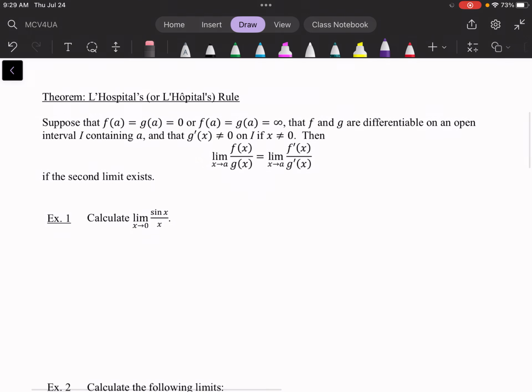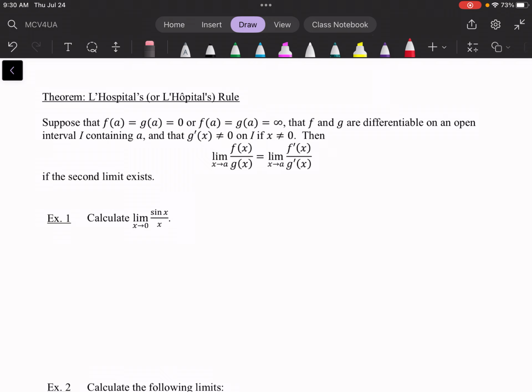So suppose that f of a equals g of a equals 0, or f of a equals g of a equals infinity, that f and g are differentiable on an open interval I containing that value a, and that g prime of x does not equal 0 on that interval if x doesn't equal a. Then we can state that the limit as x approaches a of f of x over g of x is equal to the limit as x approaches a of f prime of x over g prime of x, if the second limit exists. If the second limit doesn't exist, then of course it's not going to work out. So there are some instances where this just won't work. Okay? And this is L'Hôpital's rule.